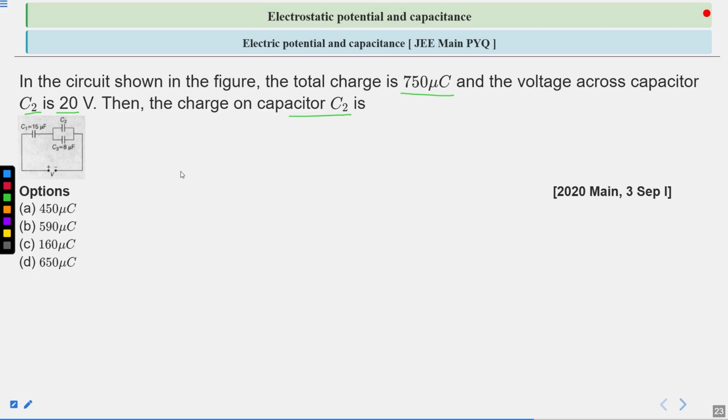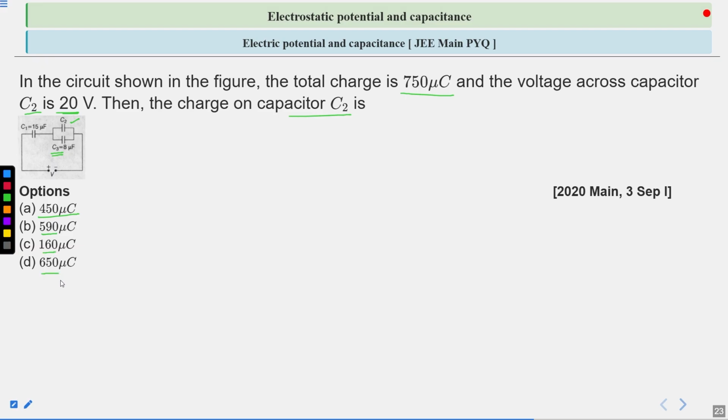So the total charge in the circuit is 750 microcoulomb, and the voltage across C2 is 20 volt. It means the voltage across C3 is also 20 volt, because they are connected in parallel. So the voltage across both capacitors C2 and C3 will be 20 volt. We have to find the charge on the capacitor C2. Options are 450 microcoulomb, 590 microcoulomb, 160 microcoulomb or 650 microcoulomb.